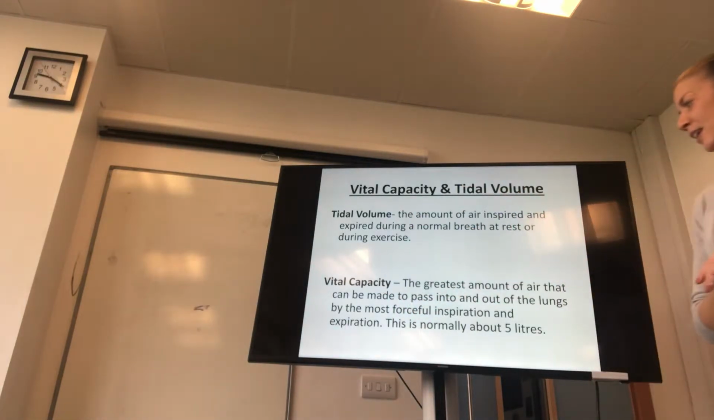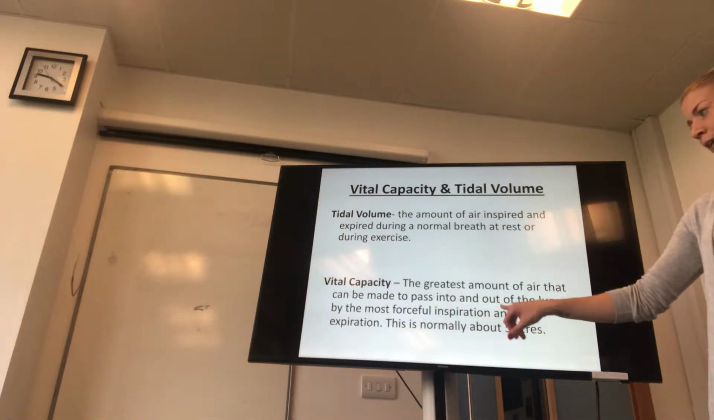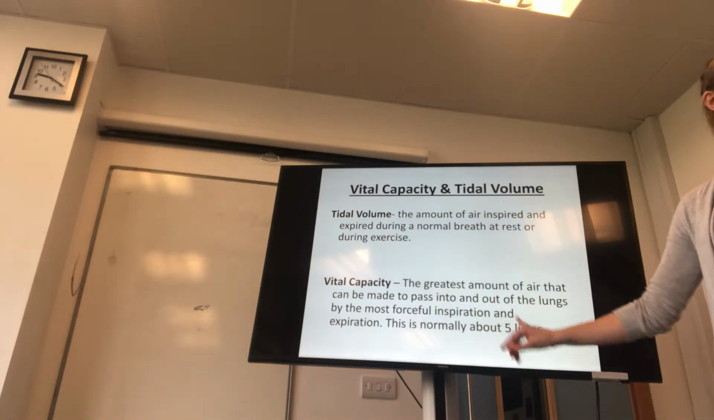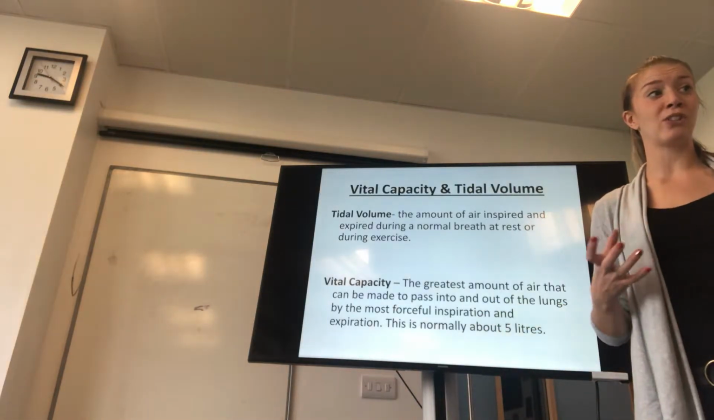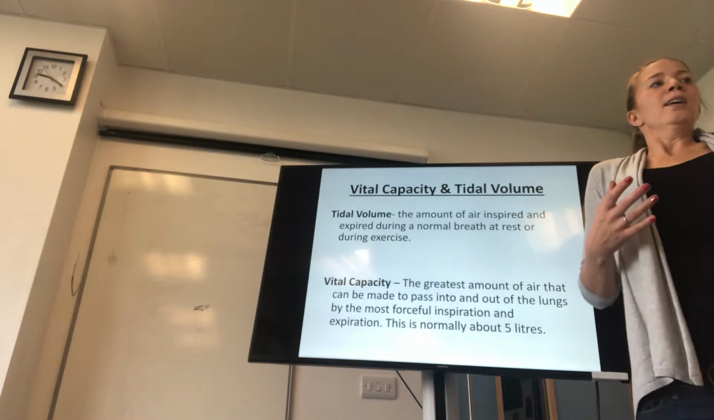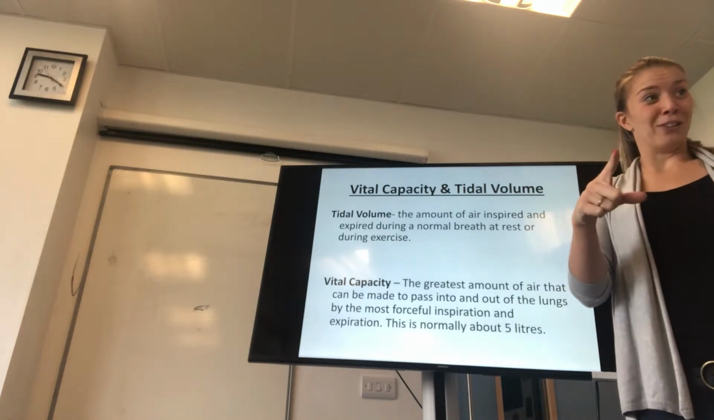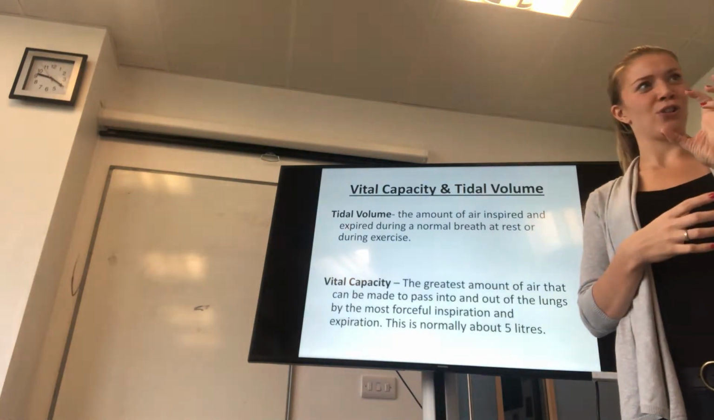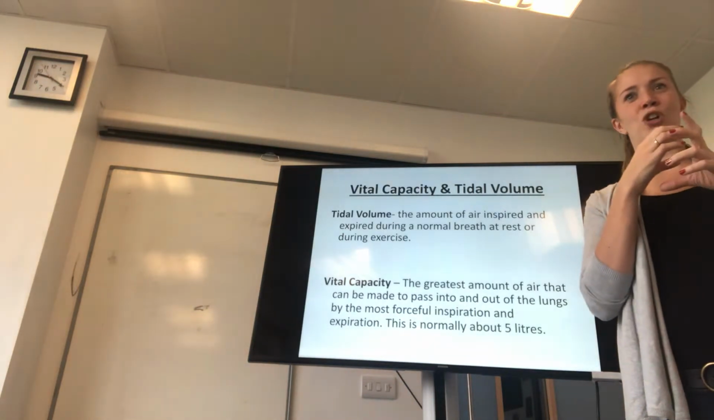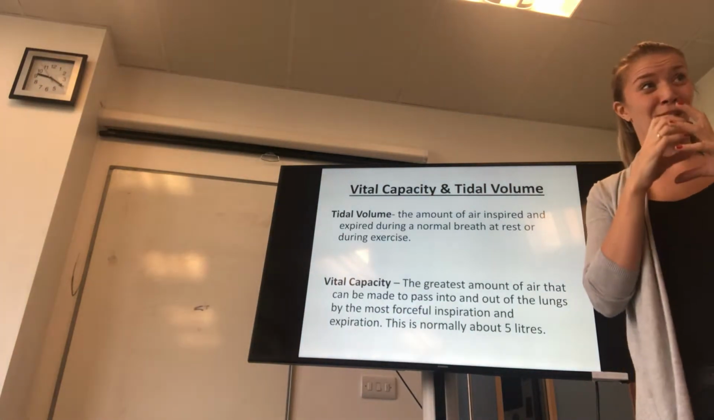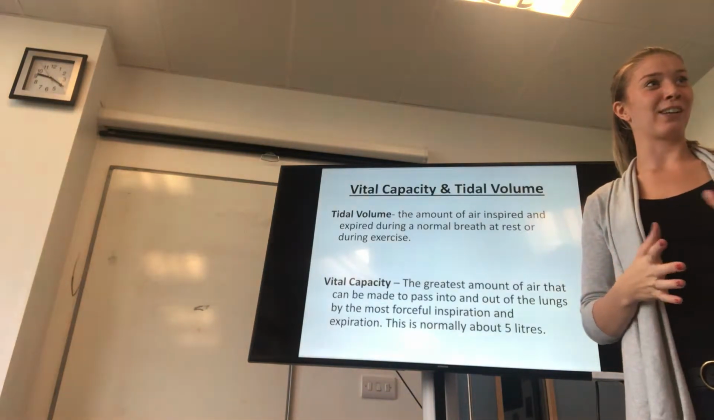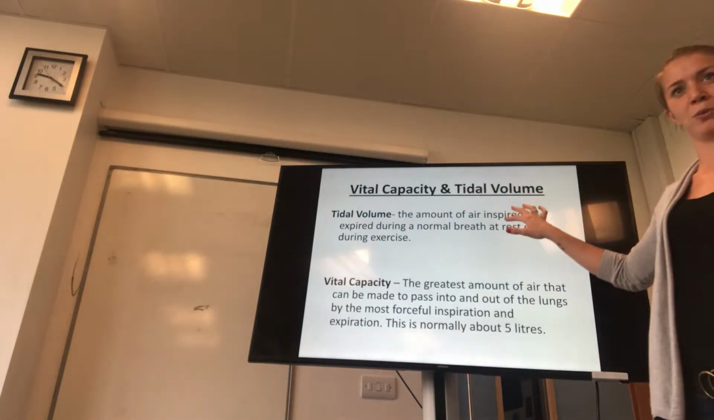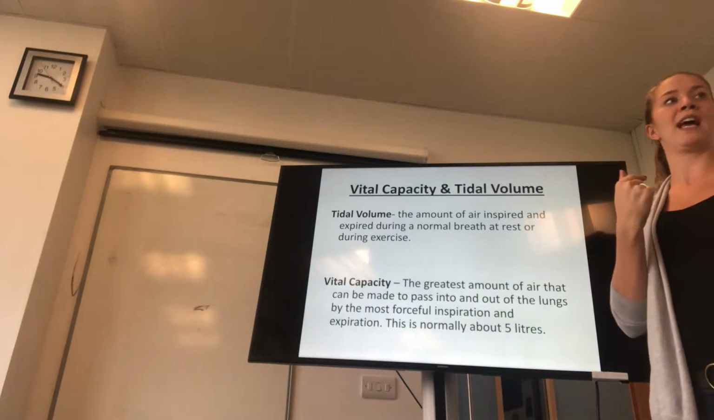And then vital capacity is the greatest amount of air that can be made to pass into and out of the lungs by the most forceful inspiration and expiration. It's normally about 5 litres, you don't need to remember that. It's the biggest breath in you can do, and then the biggest breath out you can do as well. It's not just a big breath in and then another breath in, it's that long breath. There's a little machine at the doctor's, a little tube that you breathe in, and then you breathe out as long as you possibly can to get all of that air out of your lungs. So tidal volume is just the normal, and vital capacity is when you're forcing air in and out.